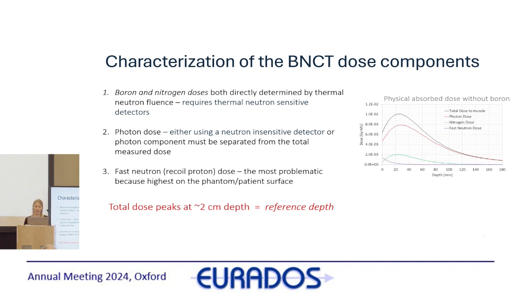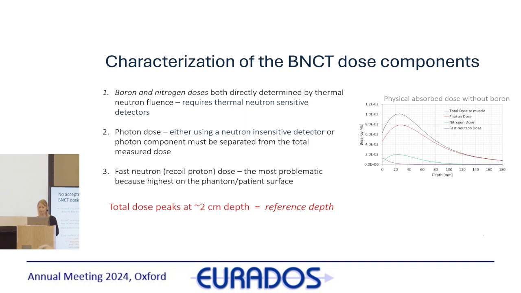For boron and nitrogen dose characterization, because they are both induced by thermal neutron fluence, we need a thermal neutron sensitive detector. For photon dose, we would like to have a neutron insensitive detector, which is only photon sensitive in the neutron field. And then we also have fast neutron dose, which is the most problematic to measure because it's the highest on the phantom surface. BNCT dose peaks at about 2 to 3 centimeters depth, and that's where we have defined 2 centimeters as reference depth.